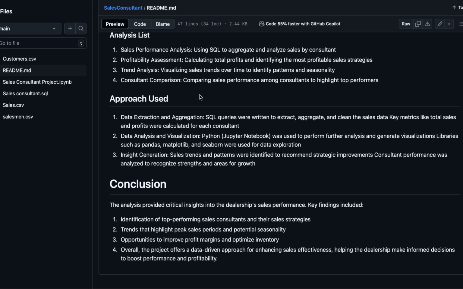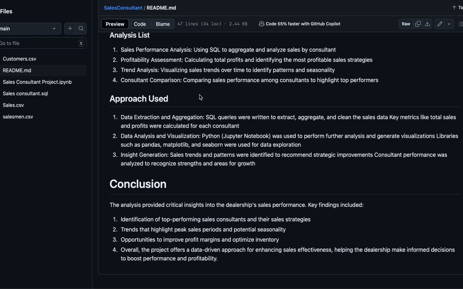So the approach used, first we're going to do data extraction and aggregation using SQL. And second, we're going to do data analysis and visualization. We're going to work a little bit on Python using Jupyter Notebook. That's going to be in the second video, which was used to perform further analysis and generate visualizations using libraries such as Pandas, Matplotlib, and Seaborn.